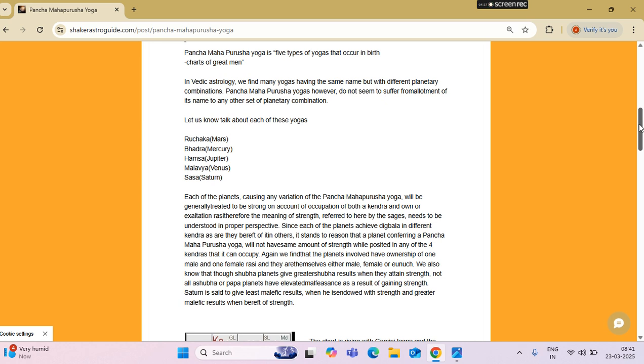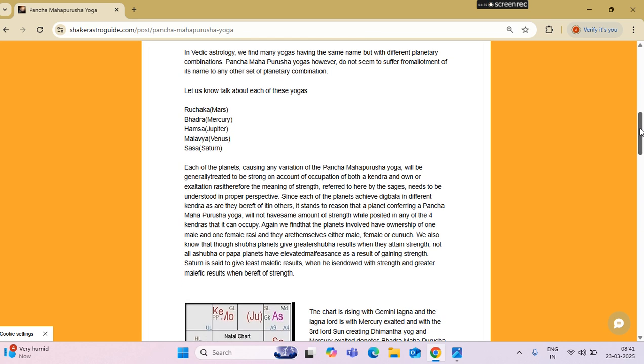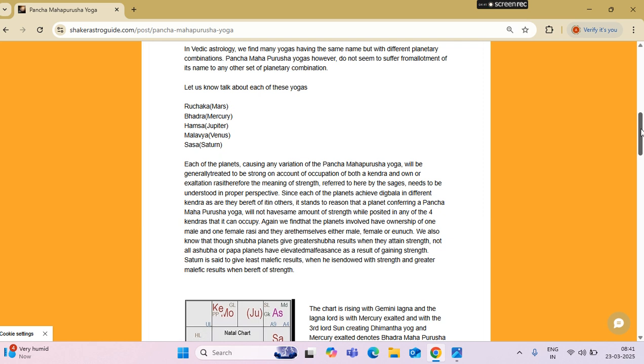So each of these yogas causes different variations based on the planet occupying a strong place in the chart, occupying kendras, or getting exalted. As I showed you in the chart of Sri Ramachandra, Jupiter was getting exalted, Saturn was getting exalted, Sun is getting exalted, but Sun does not come into the Mahapurusha Yogas, while Saturn is also getting exalted and Mars is also getting exalted. So these yogas are very, very important for us to understand.